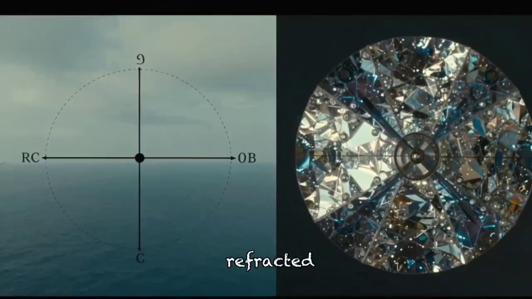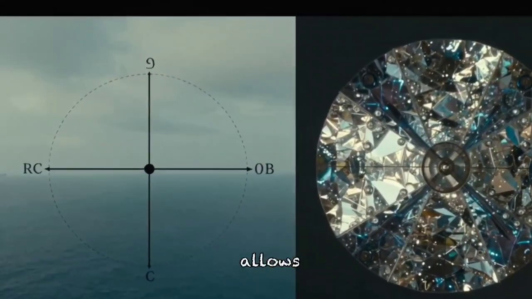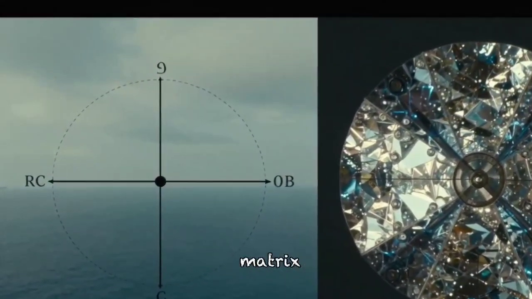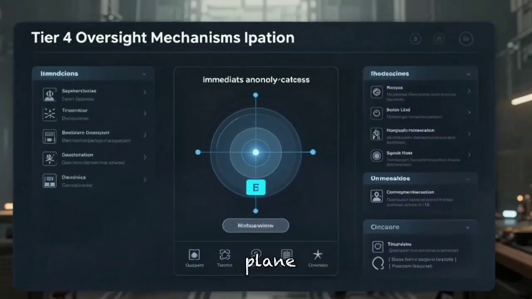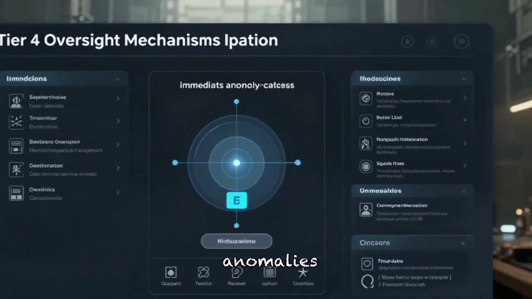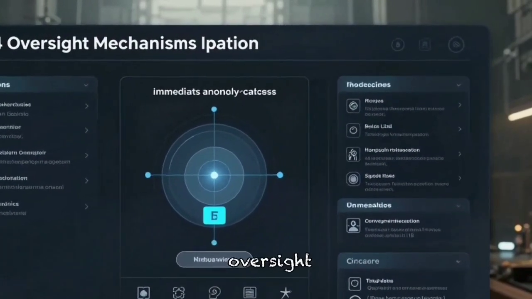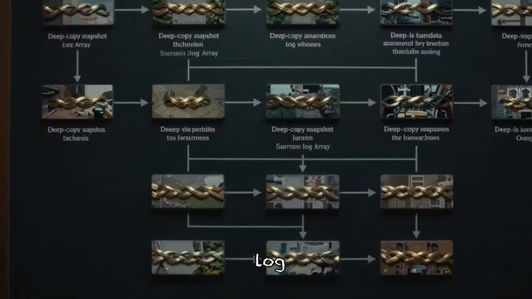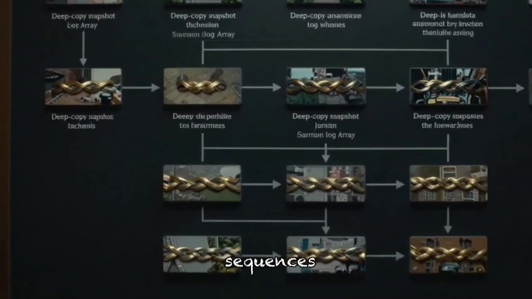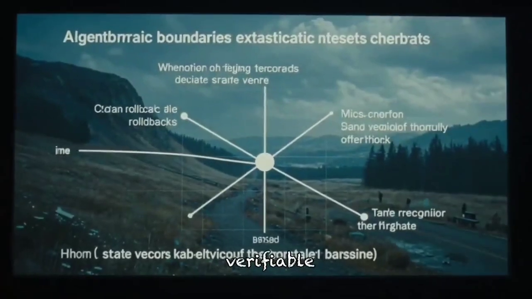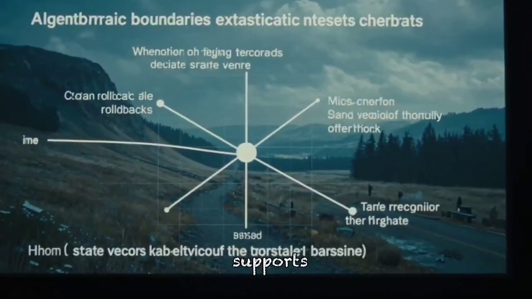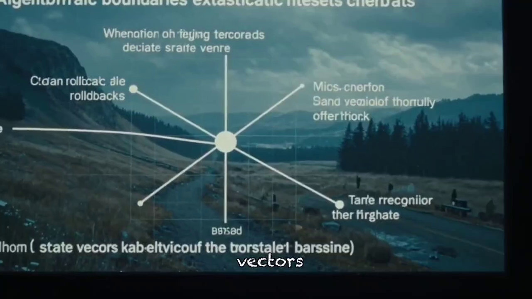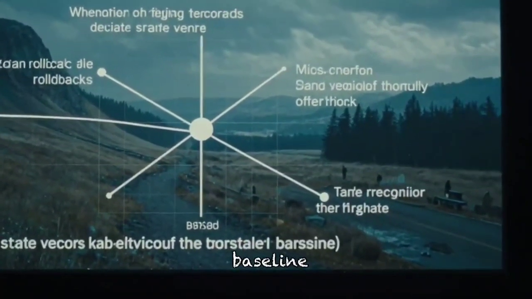The inclusion of a refracted mirror transform function allows the system to compare the active matrix against its inverted reflection plane, exposing structural anomalies immediately to Tier 4 oversight. By executing a deep copy snapshot mechanism into the Garrison log array prior to complex braiding sequences, you establish a strictly verifiable algebraic boundary that supports clean rollbacks whenever state vectors deviate from target baseline.